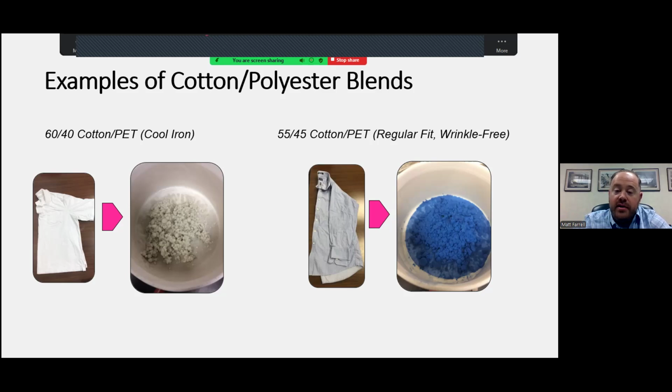Similarly, here to the right, we have a cotton poly dress shirt. Again, that polyester is just removed and filtered out at the end of the process, and we obtained the sugar that was in the cotton-based portion of that shirt.